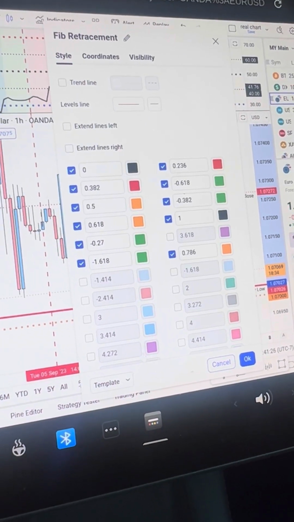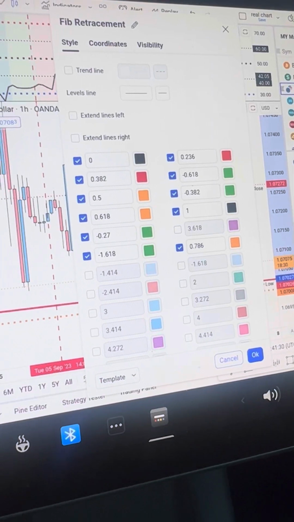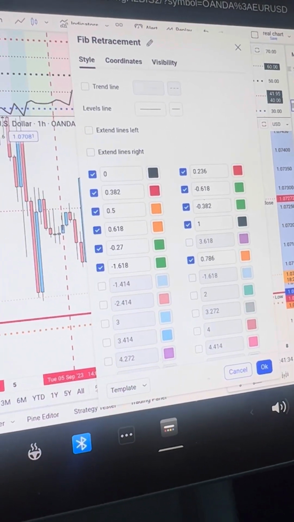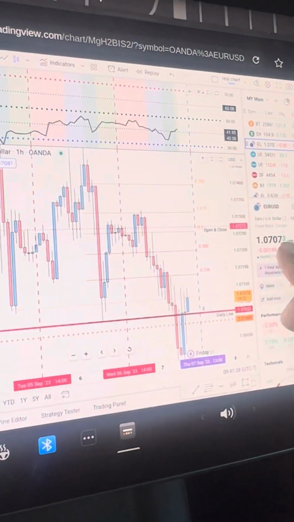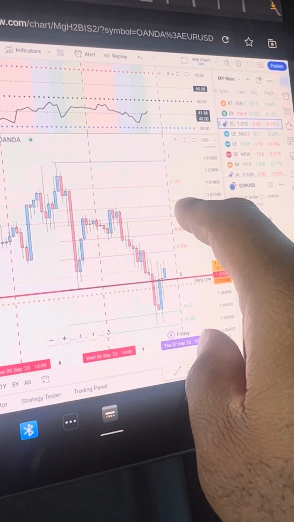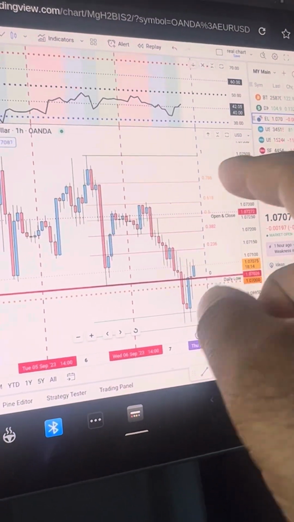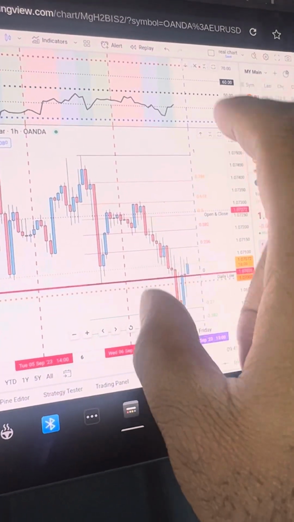We have obviously 0 and 1, which is the beginning A and B. And then we have the 236, the negative 618, the negative 382, and then we have 0.786. All right, so you can go ahead and copy those settings. You can turn them to whatever colors you want, leaving the 50% and the 61% gold, and 78% as well. More than likely, I'll talk about that level as well later.